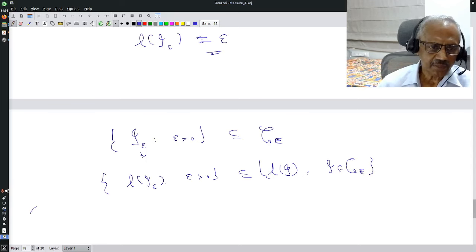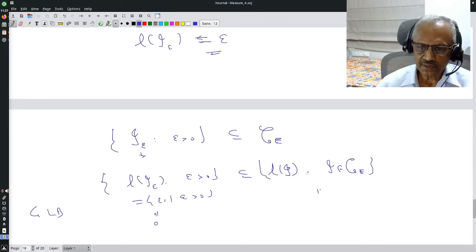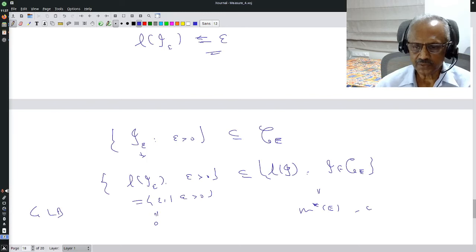Now, take the GLB on both sides. Then, these are all simply epsilon. This set is nothing other than epsilon, where epsilon is positive. Therefore, the GLB is 0. But this GLB is M star of E. Yeah? But M star of E is greater than or equal to 0.